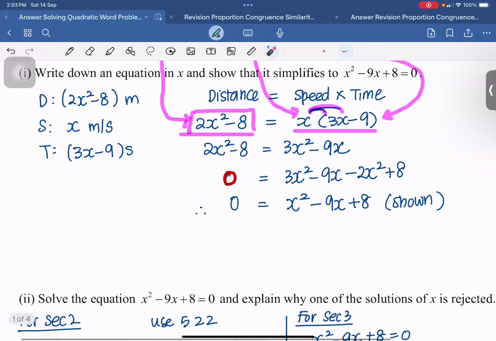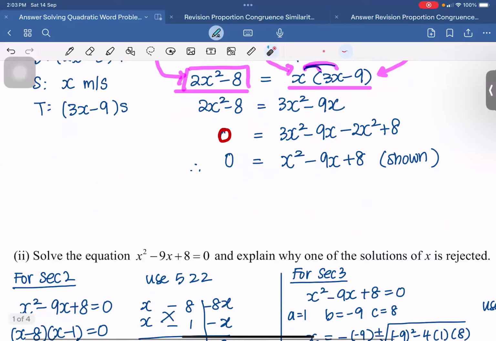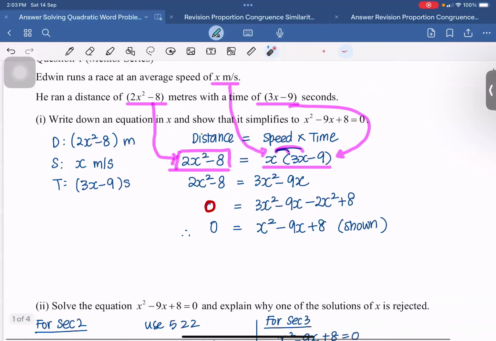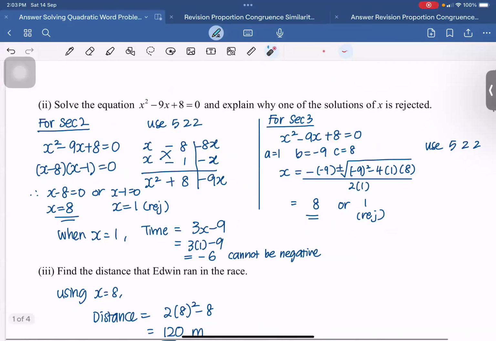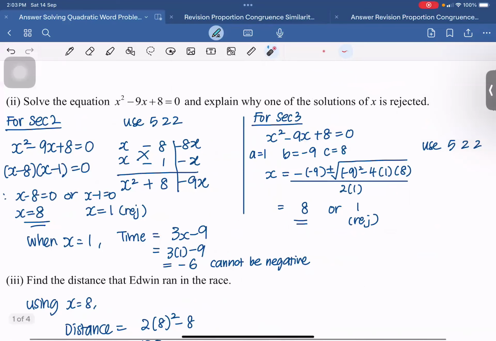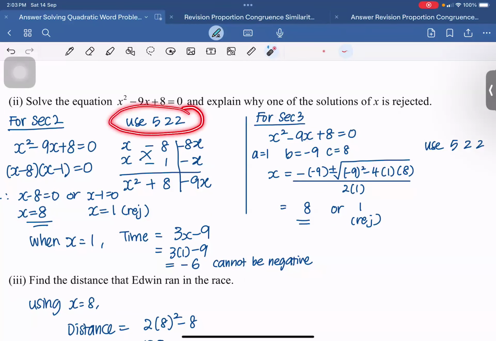Now the next part. Even if I'm not able to do part A, I can still go and do part 2 of the question directly. I hope by now most of you already know how to use the calculator, menu 522. For the Set 3, use the formula x equals to. Anyone on Set 3, do you all know what's the formula?